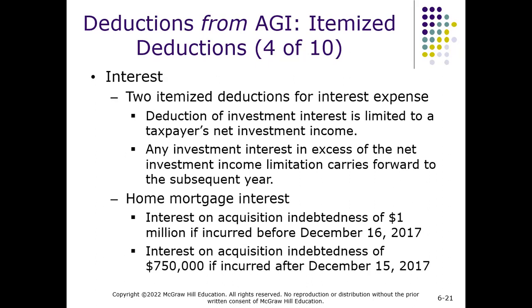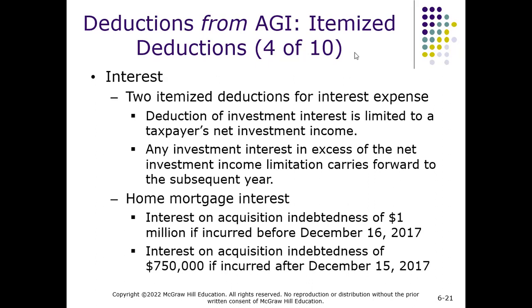Home mortgage interest. You can deduct the interest paid on acquisition indebtedness of up to $1 million if incurred before December 16th. So $1 million of loans. So interest related up to $1 million aggregate loans, 2 homes. So it's not 1 million per home. It's mortgage interest on up to 2 homes where the total loans are 1 million or less. So if the interest is on more than $1 million, you have to allocate it.